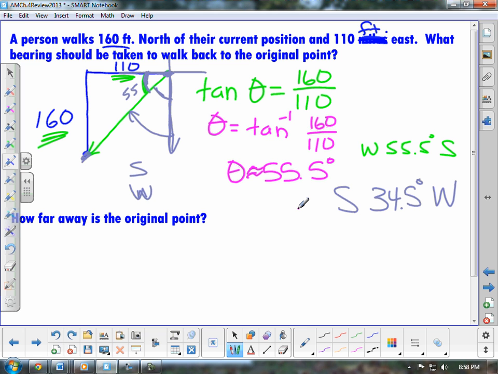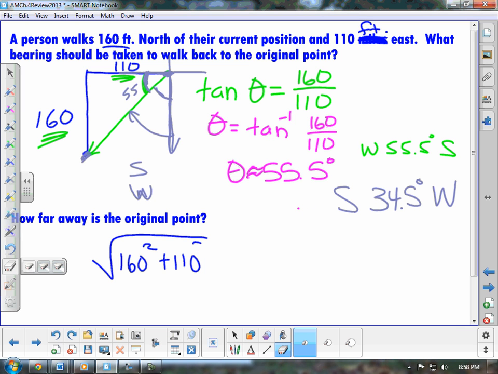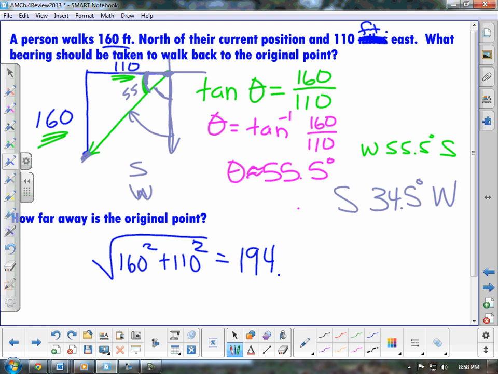How far away is the original point? Well, there you just use your Pythagorean theorem. Take the square root of 160 squared plus 110 squared. And that you will get approximately 194.16 feet. And that is this distance right here.